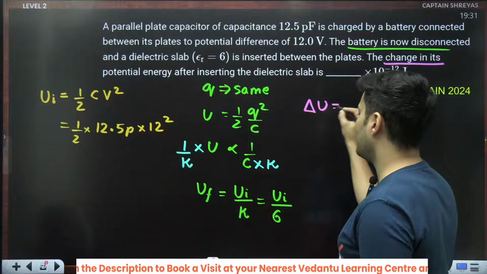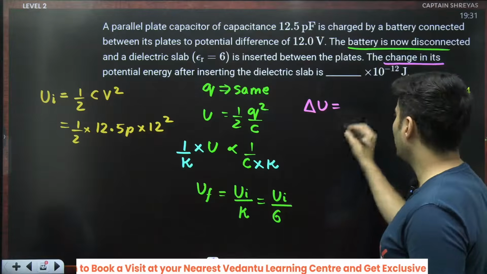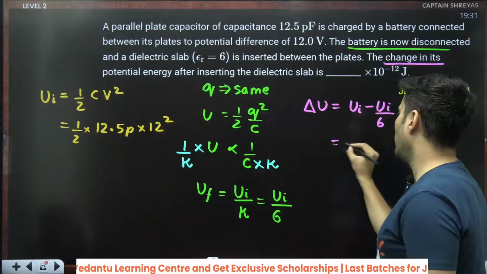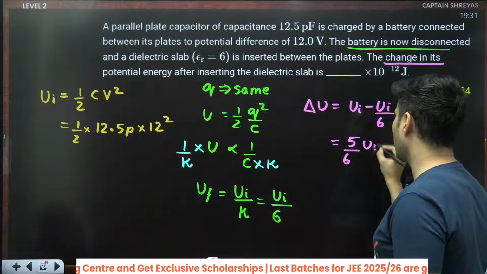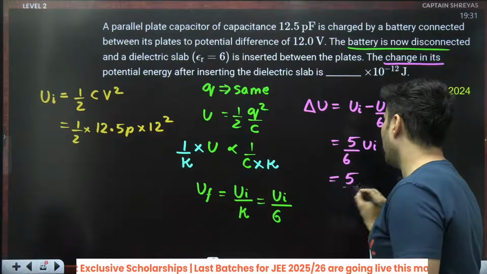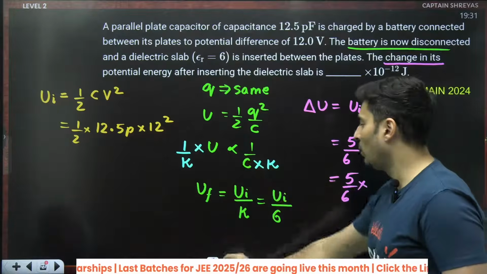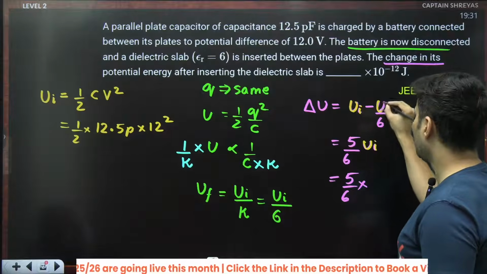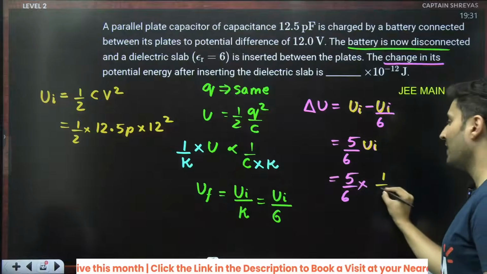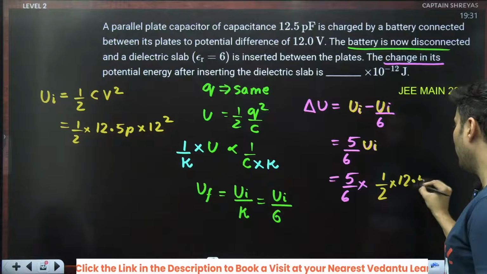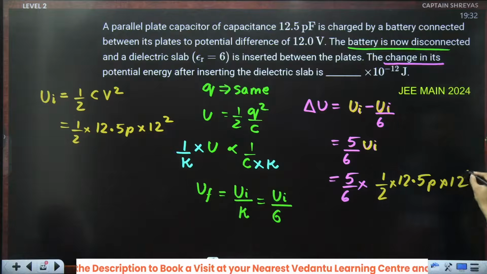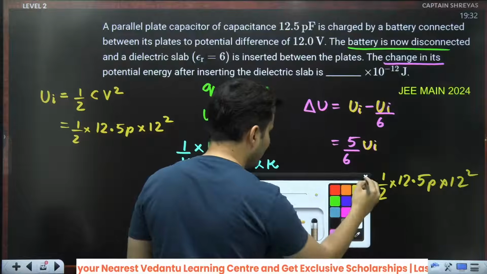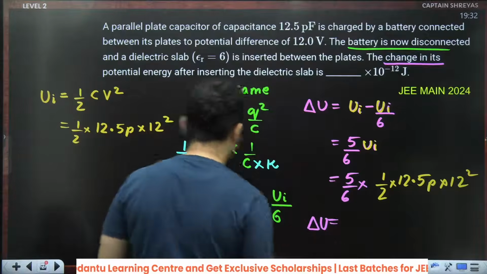So the change in its energy will be this minus this. If you do Ui minus Ui by 6, it will be 5 by 6 times the original, so it will be 5 by 6 multiplied by that whole number which was there. This Ui, which I calculated over here, is 1 by 2 into 12.5 pico into basically 12 square. That's it. So do the math and you will get the final answer for delta U.